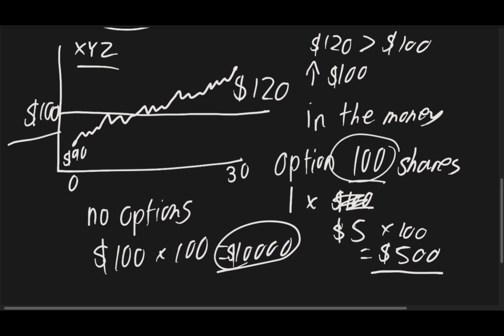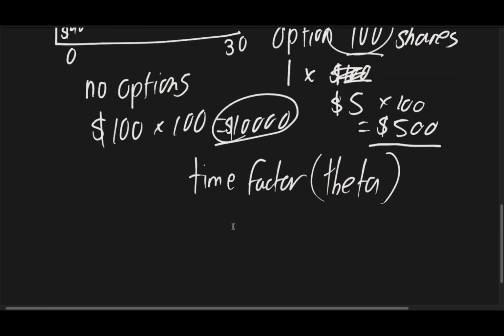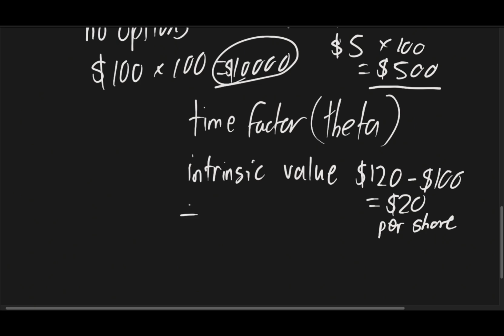Now you might be thinking, what decides this $500? There are two factors in deciding the price of an option. There's the time factor, which people call theta, and there's the intrinsic value. Let's say the stock was at $120 and you bought the $100 strike price, so the intrinsic value would be $20 per share. It's more complicated than this, but we can simply think of it as these two factors.